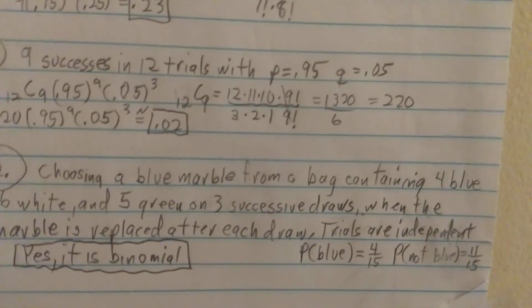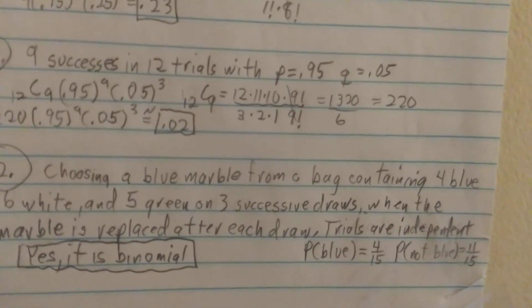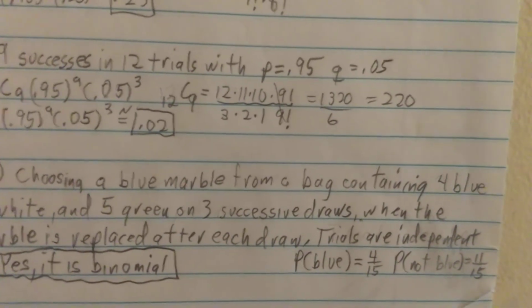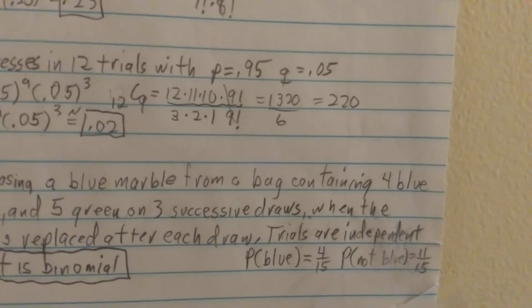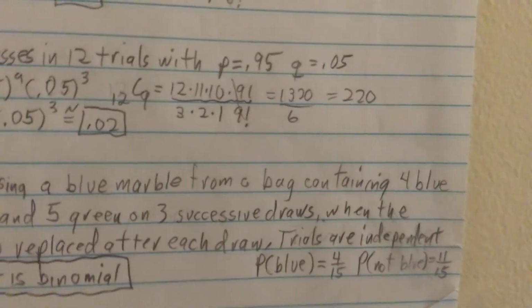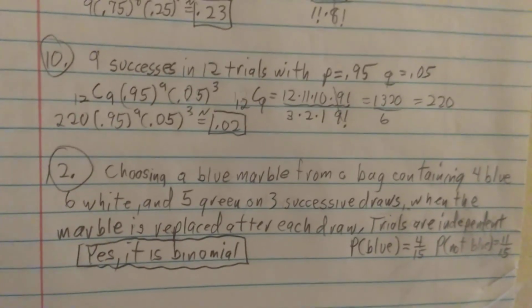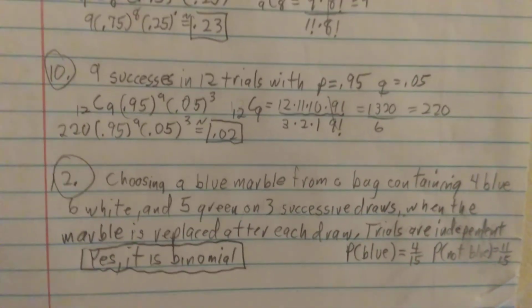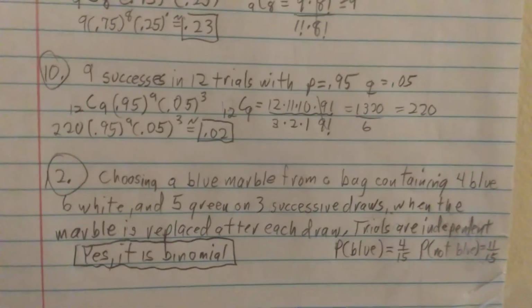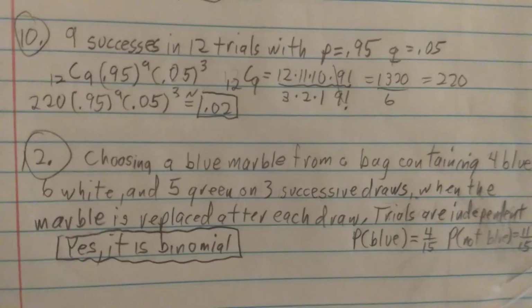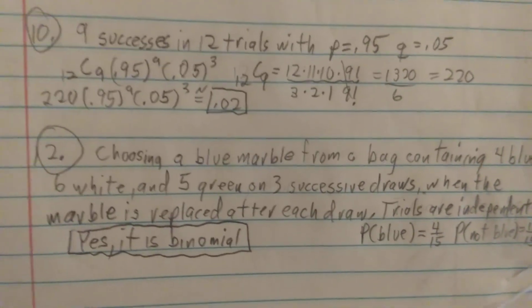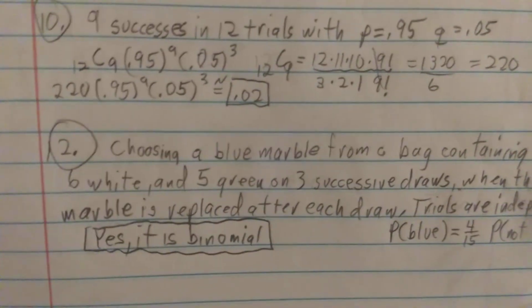And the probability of success is blue, 4 over 15, and the probability of failure is not blue, or 11 over 15. So those conditions are met. And because the marble is replaced after each draw, that makes the trials independent. So yes, it is binomial.